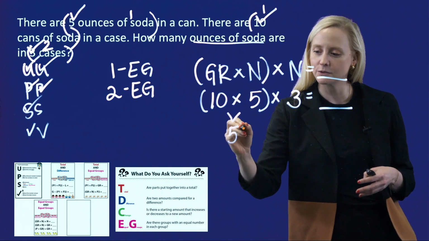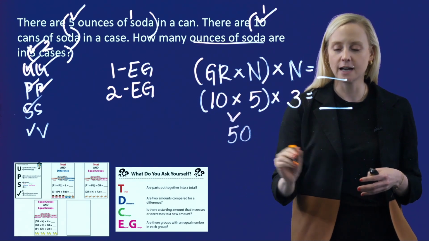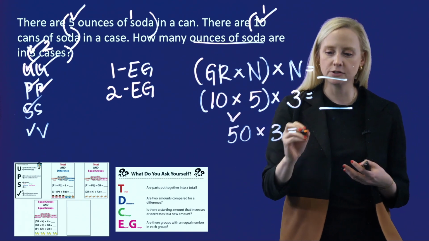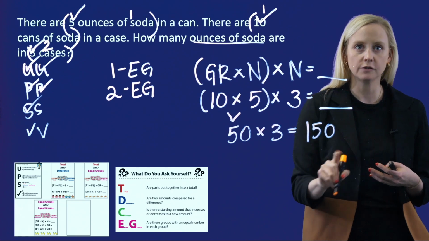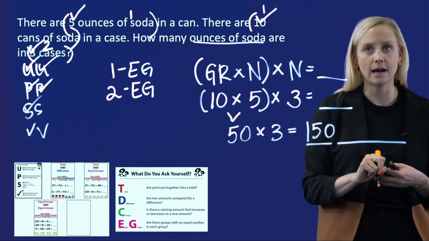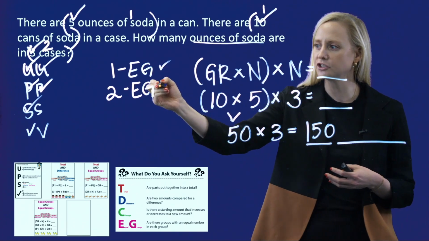10 times 5 I know is 50. 50 times 3, we could write it vertically. I'm going to do the mental math. I know that that's 150. Here I have my number answer, but I'm not finished. I still need my label. We also can check these off.